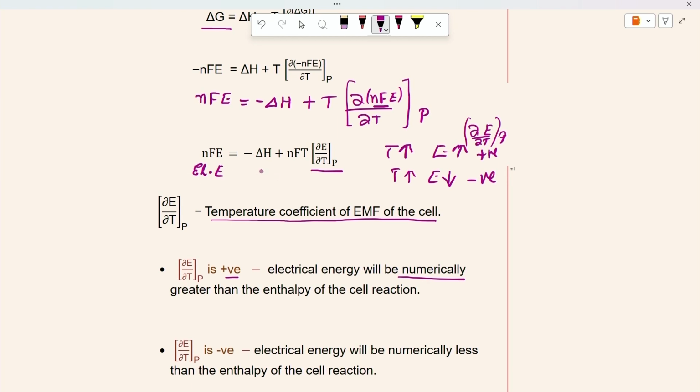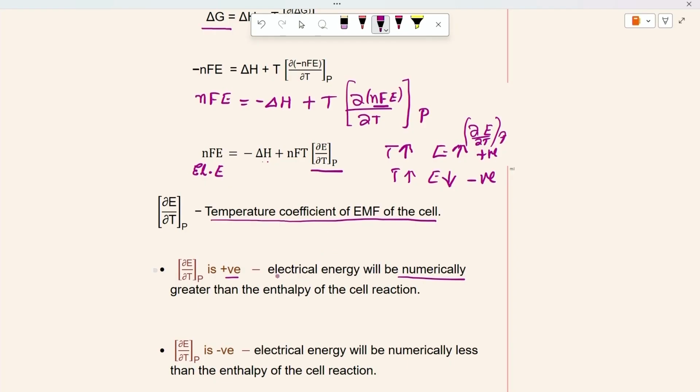Okay, this is the enthalpy of the cell reaction. Now, here we have ∂E/∂T at constant pressure, and it is positive. That means you do not consider the negative sign; you take the numerical value of delta H. To delta H, I have to add this value because it will be positive, only then are you going to get the electrical energy. So, why does it happen so?